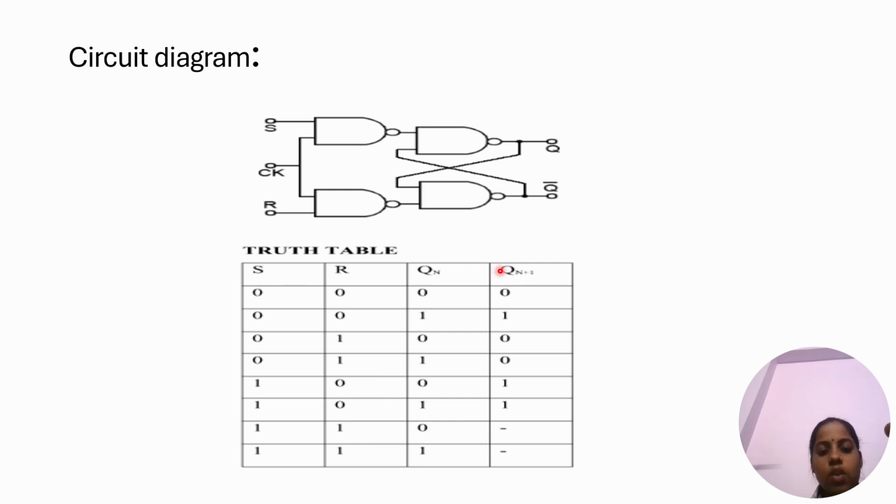This is the truth table of SR. S and R are the inputs, Qn and Qn plus 1 are the outputs of the SR flip-flop. Here when no supply is applied, meaning 0 0, the output is also 0 0.